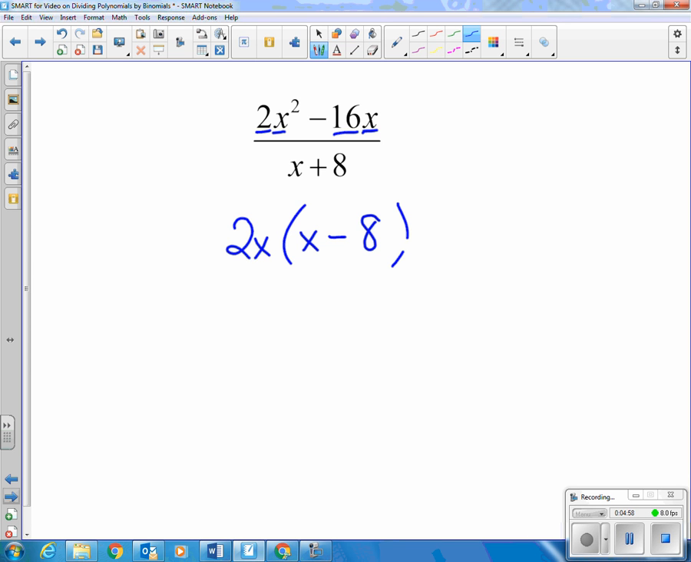Actually, I'm sorry. This is supposed to be a plus sign. Sorry, that's a plus sign, my mistake. So now when I do this at the bottom, this is x plus 8. This was a typo on my part. Sorry. That is a plus sign there.